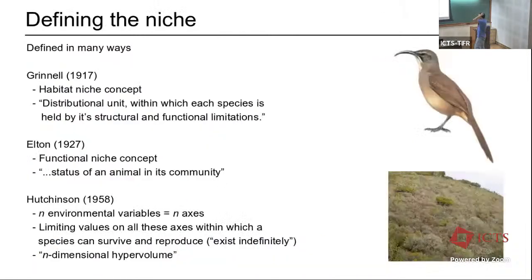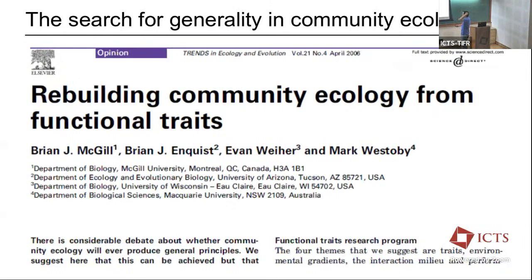So McGill and others said, let's rebuild community ecology. Instead of saying this species is doing this to another species, ask what are the traits of this species? What are the properties of this species? What are the properties of this other species? And if you look at those ecological properties that those species have, can the relationships between those species then be generalized to relationships between other species that have the same traits?